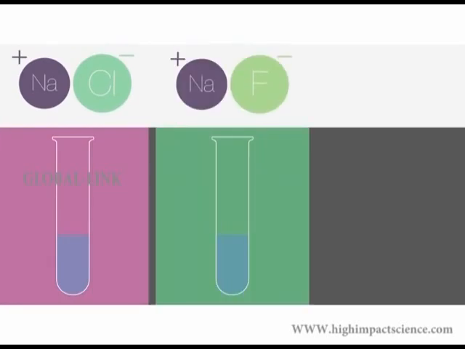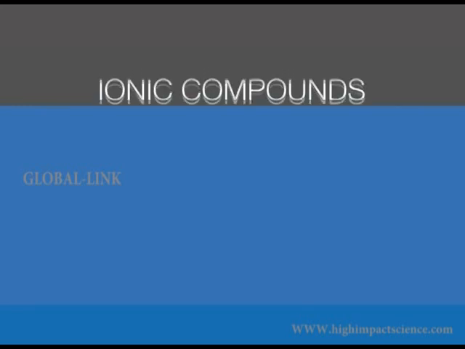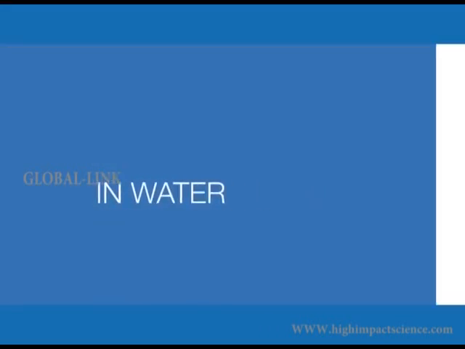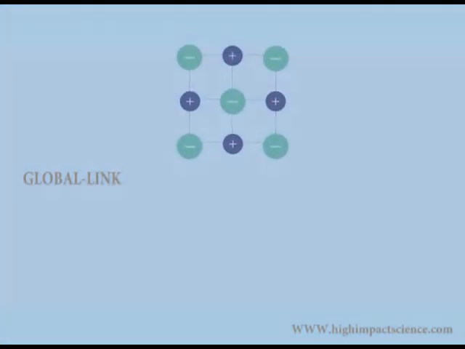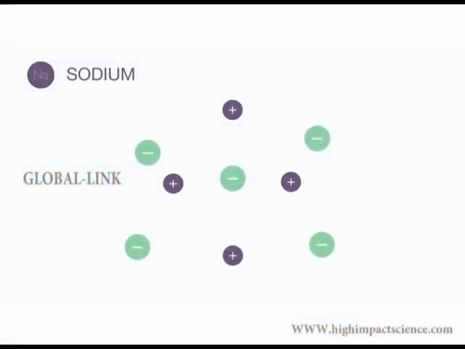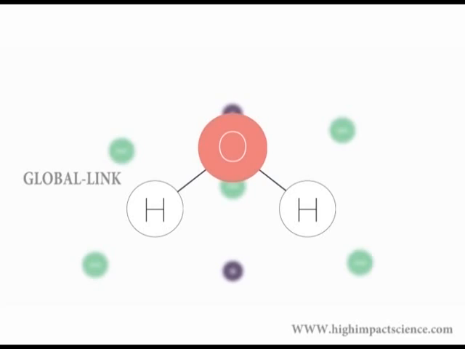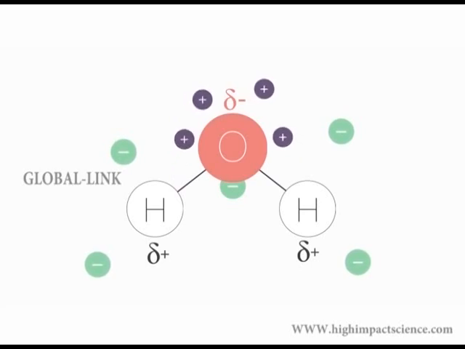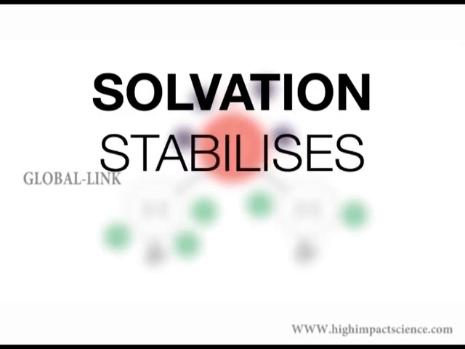Sodium chloride, sodium fluoride, and ammonium nitrate are ionic compounds and can dissolve in water. Most ionic compounds are soluble in water. In water, an ionic compound can dissociate into its ions. So when we dissolve sodium chloride, it will dissociate into sodium and chloride ions. These ions become stabilized in water due to the polar nature of water. As you can see, the sodium ions are stabilized by the negative dipoles of water, and the chloride ions are stabilized by the positive dipoles of water. This solvation stabilizes the free-floating ions.